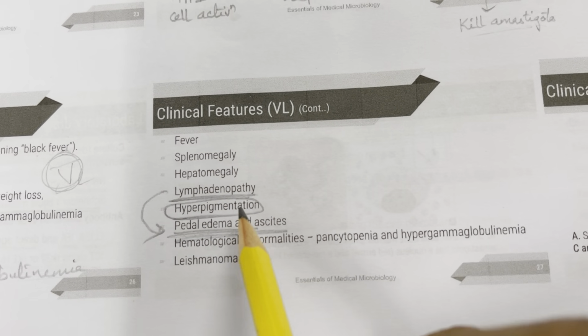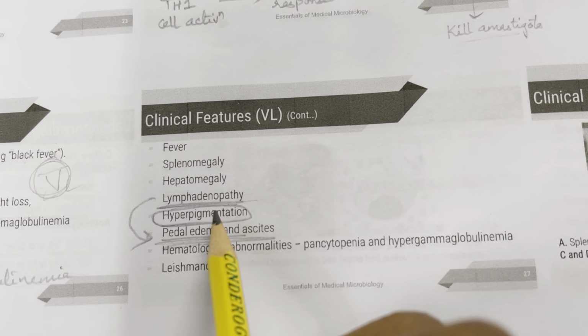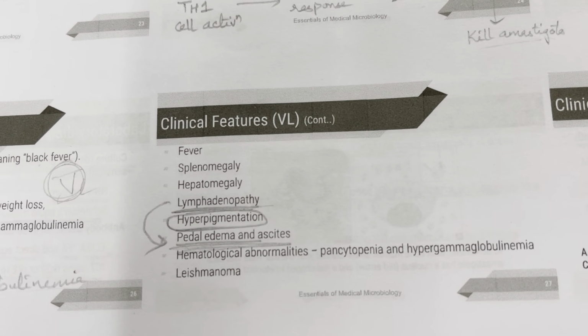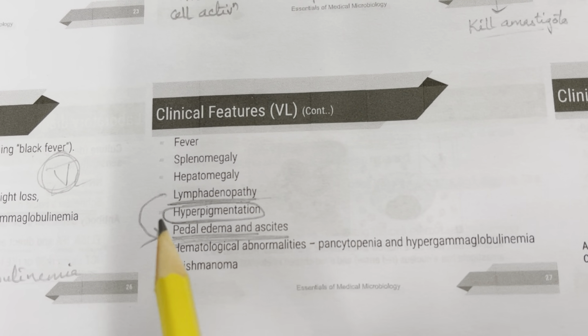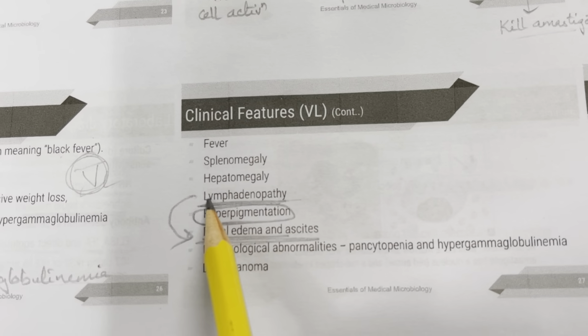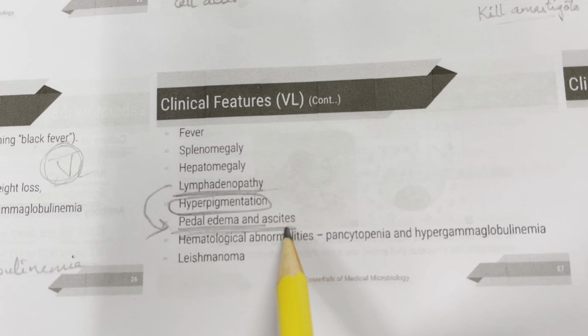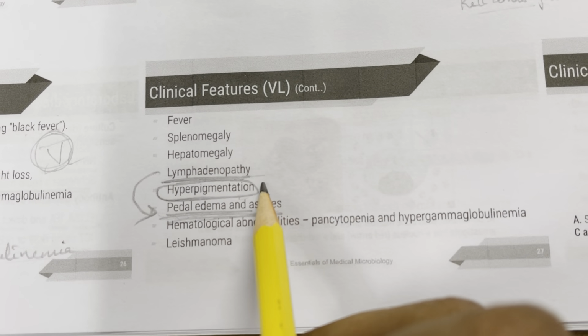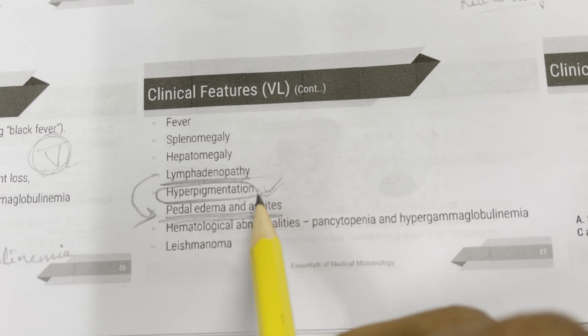Again, you have the pentad, and other than the pentad, you have lymphadenopathy because it is attacking the reticuloendothelial system first before it enters into the blood, the amastigotes. So because of that, you again have pedal edema and ascites. Other than that, you have hyperpigmentation, Kala Azar, okay, Kala. So you have everything else from the pentad.